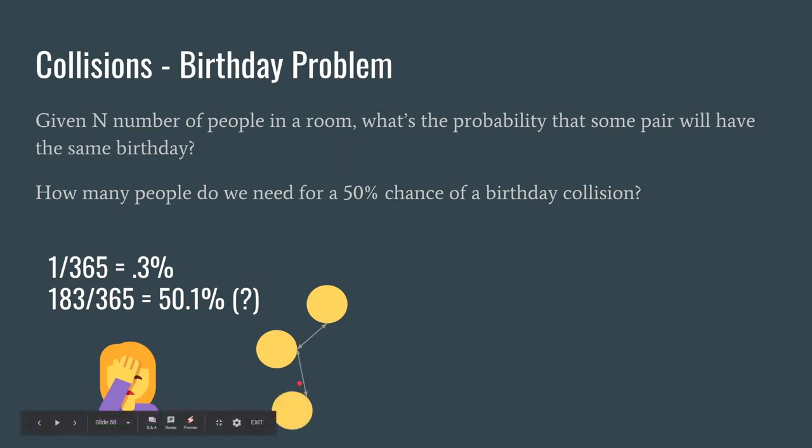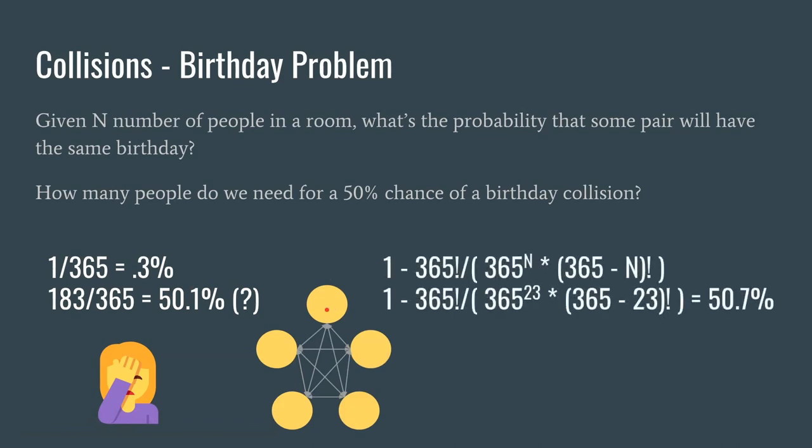Another person walks in the room, this is another 1 out of 365 chance of a birthday collision. But when this person walks in, they also have a chance to collide with the second person that walked in the room. And it turns out this is the part that this first intuitive pass was missing. As we keep adding more and more people, the number of edges grows faster and faster at a factorial rate. So it turns out the actual math function to figure out this answer is listed here.